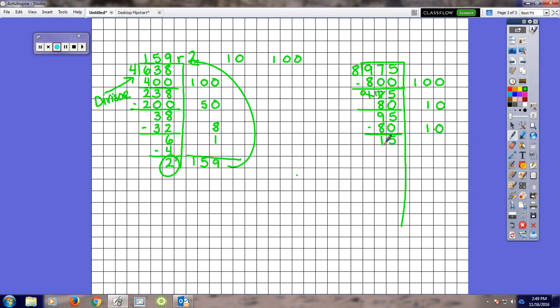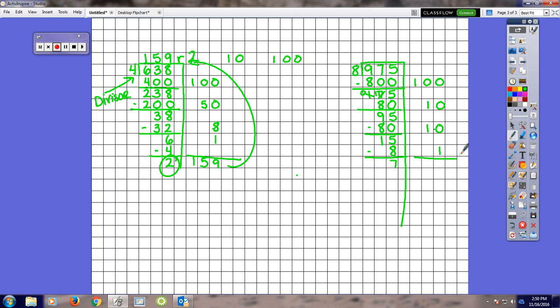Okay, so now how many times is my 8 going to 15? Well, I know 8 times 2 is 16, but that's too high, so I can only do 1. So 8 times 1 is 8. I subtract. I have 7. Well, 7 is less than 8, so I guess I'm done. And that's going to be my remainder.